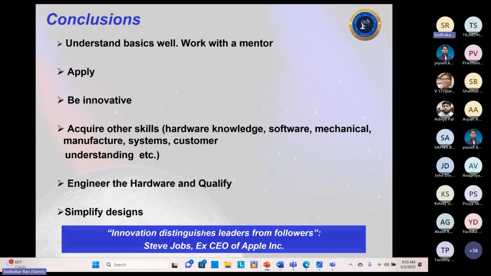So this is the conclusion. Be innovative and try to be an engineer rather than a researcher, because we are all engineers. We're getting engineering degrees, so we have to behave like engineers, not like scientists. Science is also important, but that's a different field. So that's all I have.